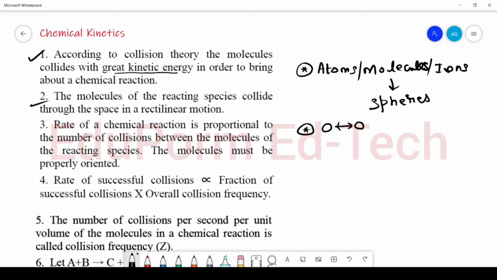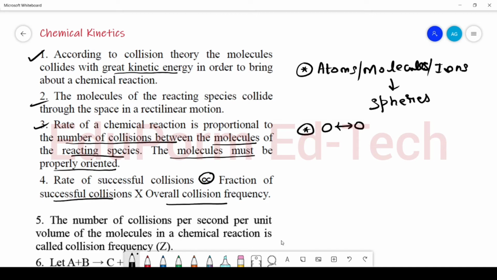Rate of chemical reaction is proportional to the number of collisions between the molecules of reacting species. That means the more the number of collisions, the more will be the rate, provided that the molecules must be properly oriented. Okay, that means there must not be any hindrance. Now, the rate of successful collision is directly proportional to the fraction of successful collisions multiplied by overall collision frequency.